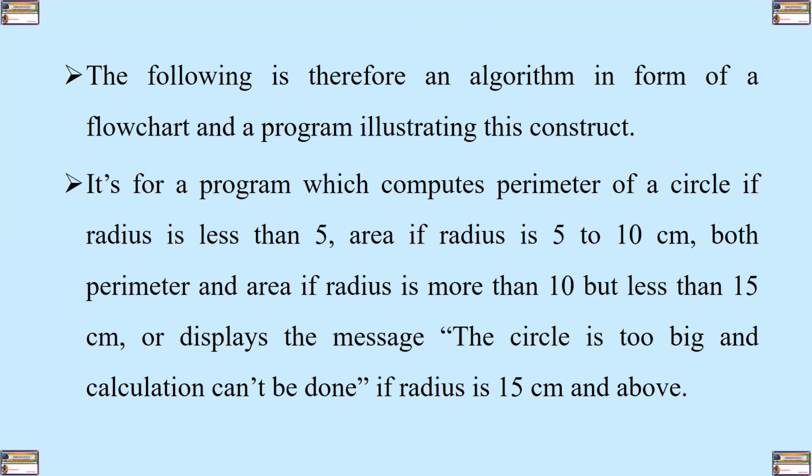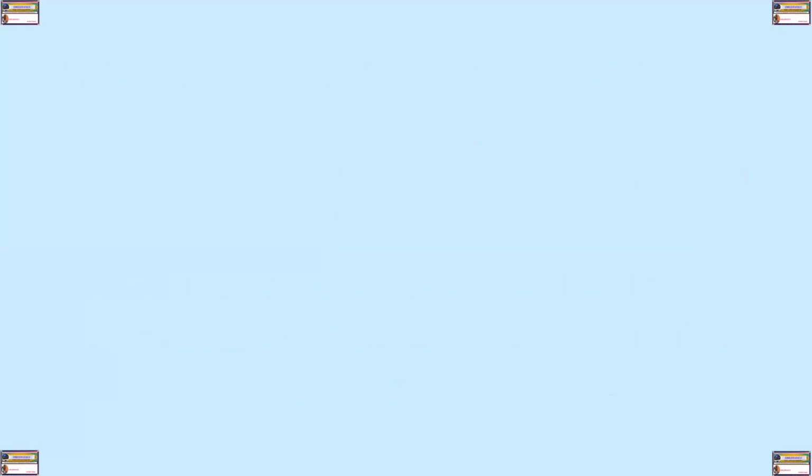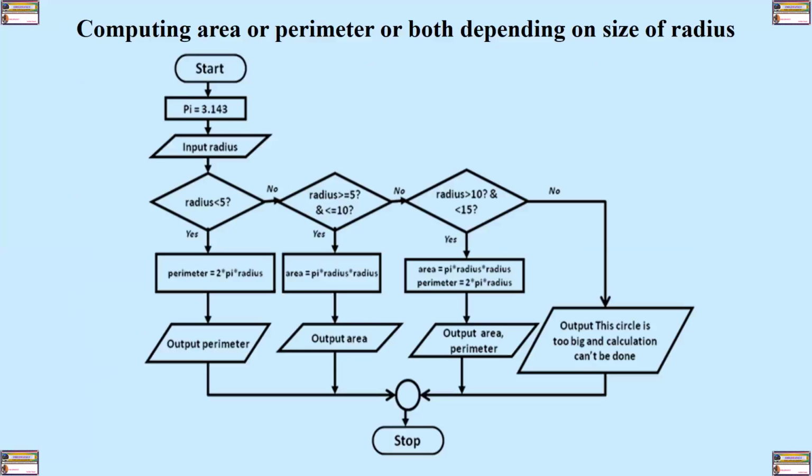So you can see there are several alternatives. The first condition is radius less than 5. The second condition is radius more than 5 but less than 10. Next condition, if none of those are met, the next condition is checked. Is radius more than 10 but less than 15? Lastly, if none of them are met, display the message that the circle is too big and nothing can be done. So the following is an algorithm for it using a flowchart.